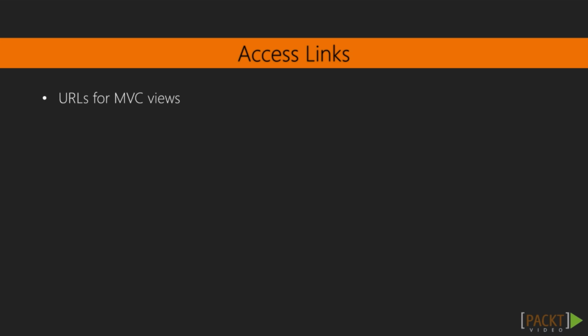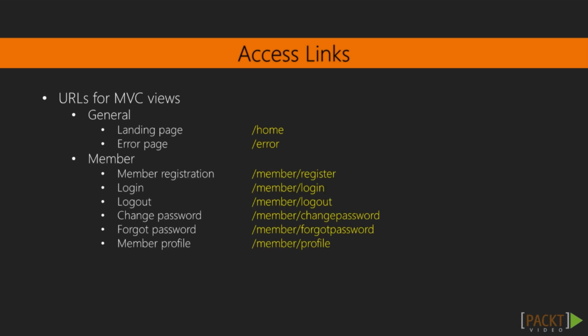Now it's time to think about the access URLs for the MVC views. The landing page will be accessed via /home path. The error page will be shown at /error path. Then the URLs for the member functions are shown here. The member functions cover registration, login and logout, forgot password, chart, and trading signal history. They're all put under the /member path prefix. The chart and trading signal function will be accessed at /member/trading signal path.